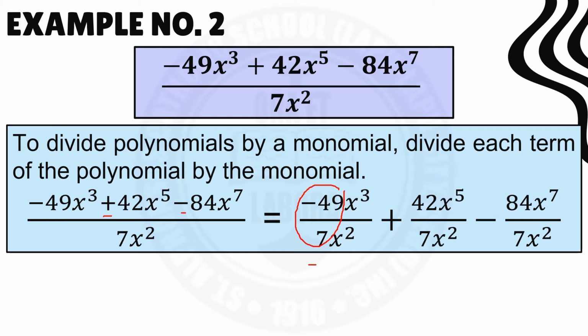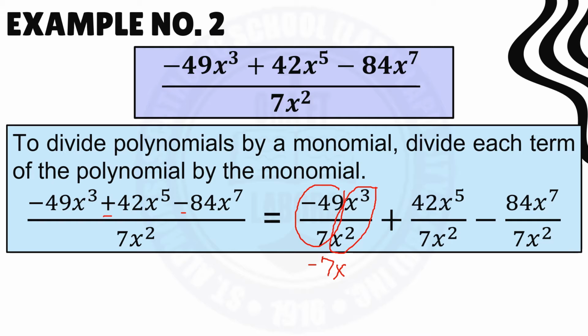Divide the numerical coefficients. So we have here negative 7. For literal coefficients, we have to subtract the exponents of the same variable. So copy x, then subtract 3 and 2, so that is 1. No need to write 1 since 1 here is an imaginary exponent.